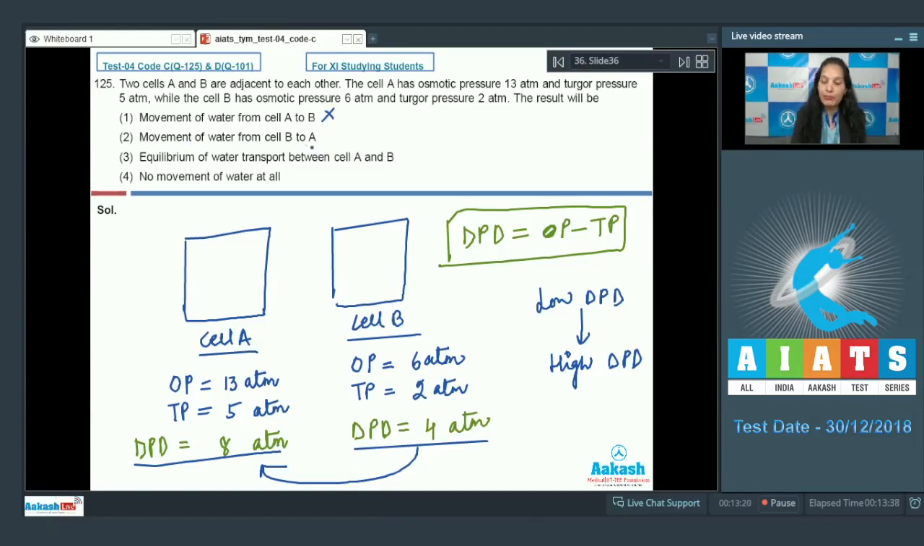Second, movement of water from cell B to A? Yes, it is correct. Third, equilibrium of water transport? No, there will be no equilibrium. There will be transport of water. Fourth, no movement of water? No, there will be movement. So the correct option for the given question is option number 2. Let's move on to the next question.